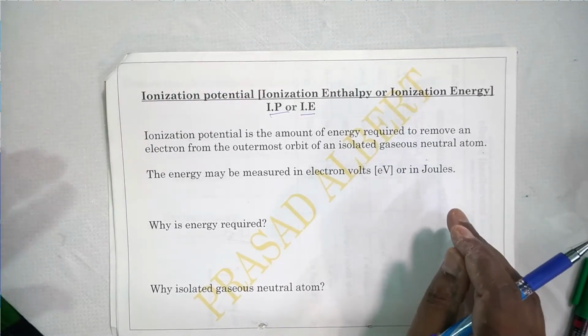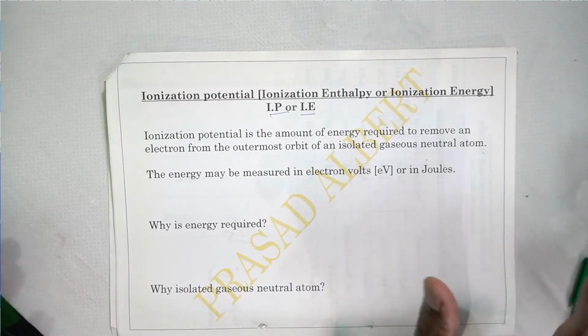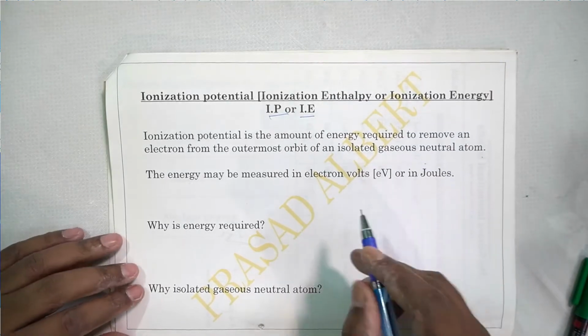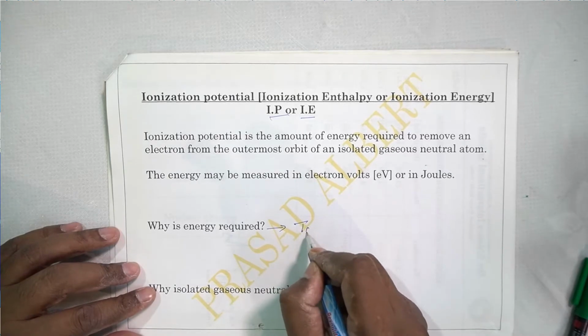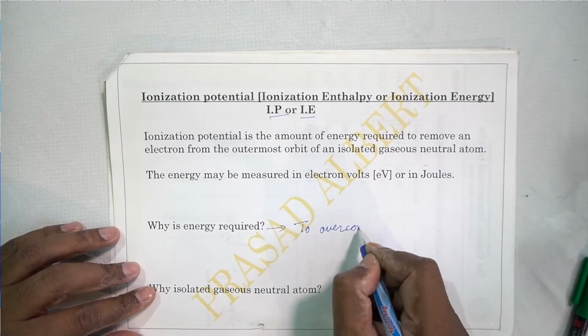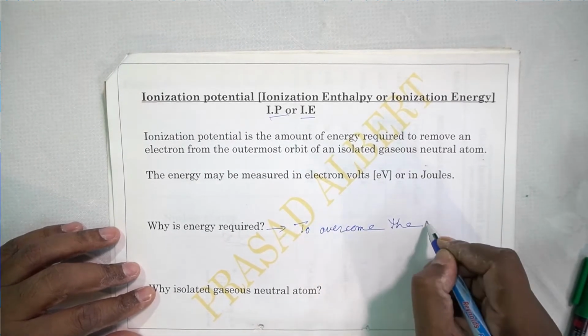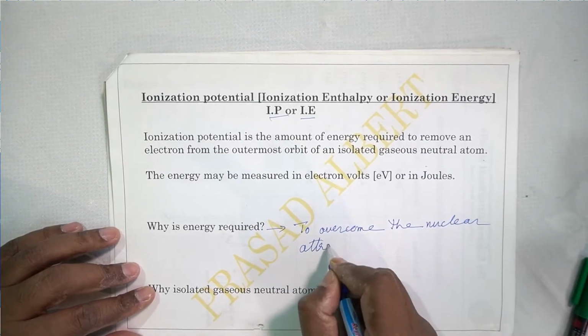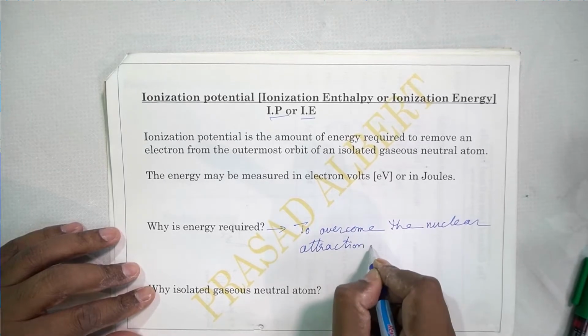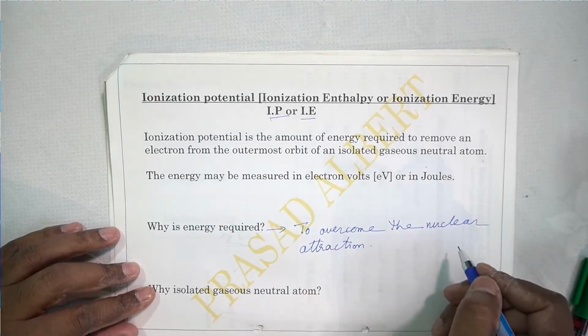An electron, as we know, is stable in its orbit. There is attraction from the nucleus. So to remove an electron from the orbit, energy is required. Why is energy required? To overcome the nuclear attraction. What is nuclear attraction? It is the attraction between the positively charged nucleus and the electrons in the orbit.